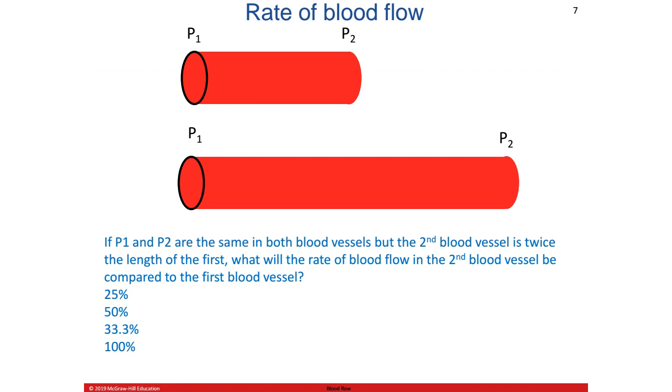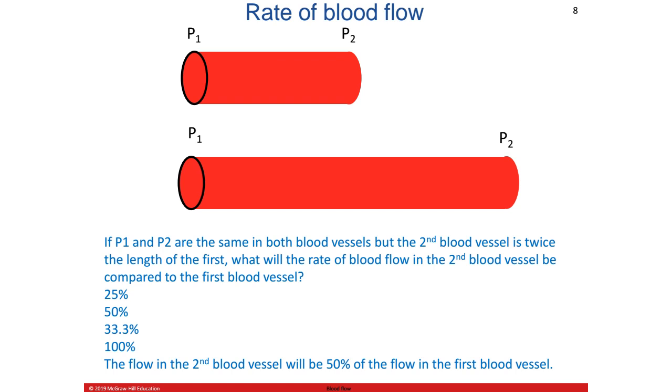Okay, let's take a look at an example, and I haven't given you the formula or anything. I just want you to try and guess when you look at this. If P1 and P2 are the same in both blood vessels, so now we have two blood vessels, but the second one is twice the length of the first, what will the rate of blood flow in the second vessel be compared to the first blood vessel? So the potential answers are 25%, 50%, 33.3%, and 100%.